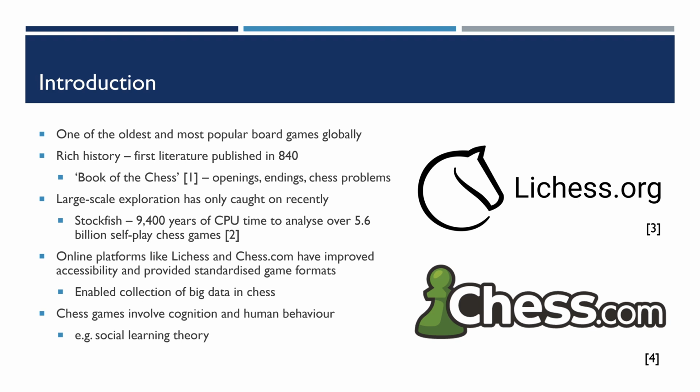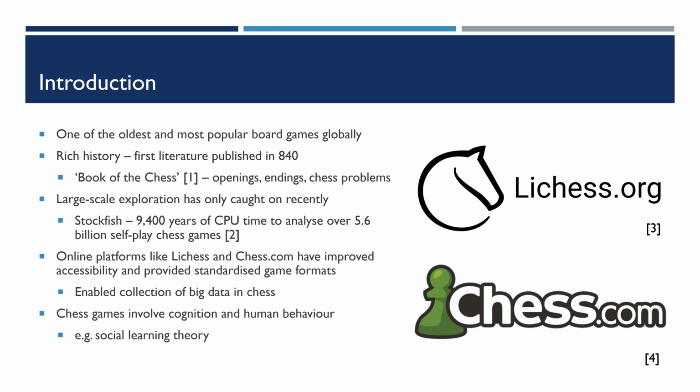Most notably, Stockfish is an open-source project where 9,400 years of CPU time has been spent analysing over 5.6 billion self-play games. Furthermore, platforms like Lichess and Chess.com have improved the accessibility of the game. They provide users with standardised time control formats to play each other in real time. These platforms have enabled the collection of big data in chess that's useful for tools like Stockfish.